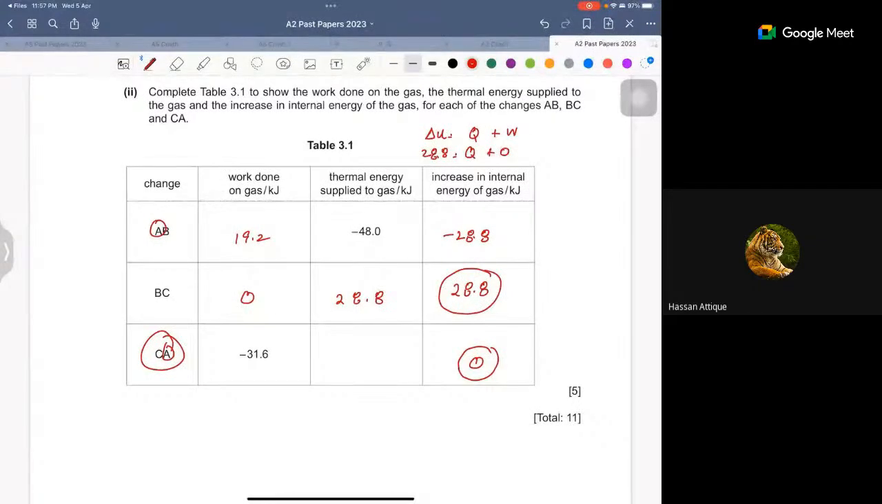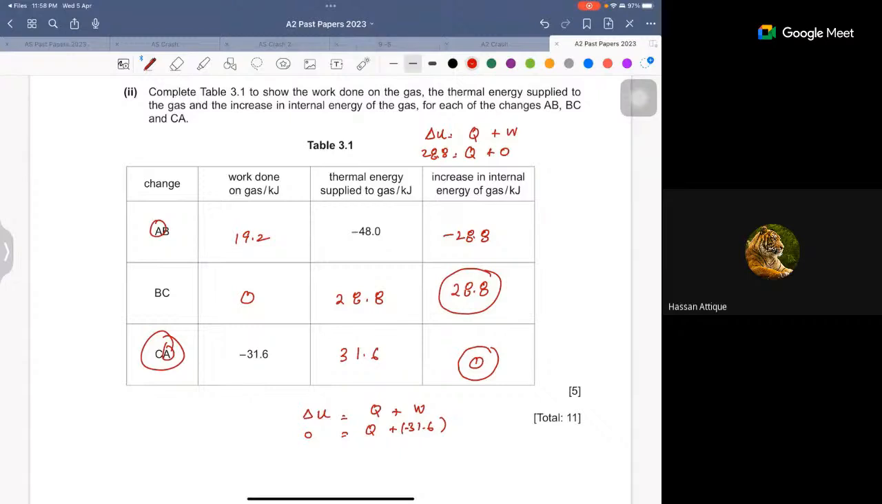And finally, the last one, you're going to do the same thing. Change in U was 0. Q we want to find. Work done was basically 31.6 in the negative. So it goes there. It has to be positive then. That only makes sense. Do you guys understand what I've done?